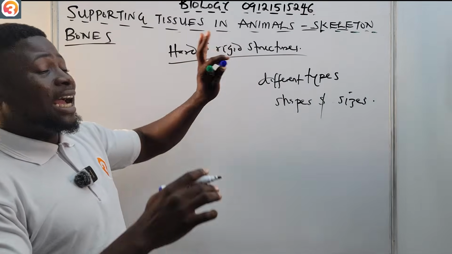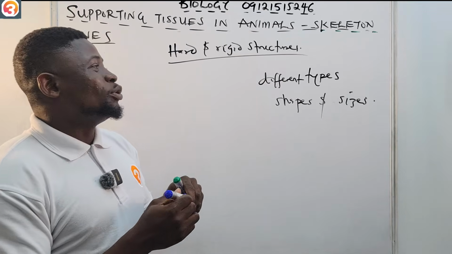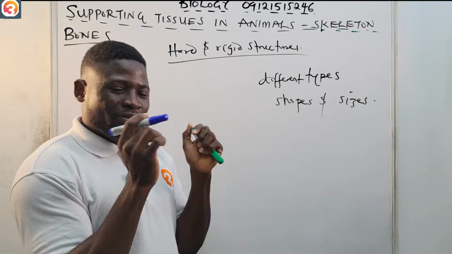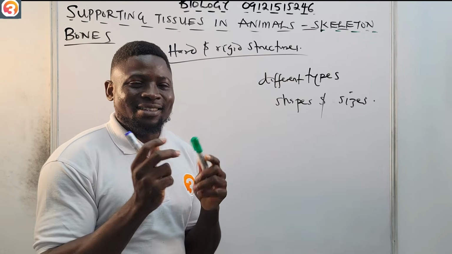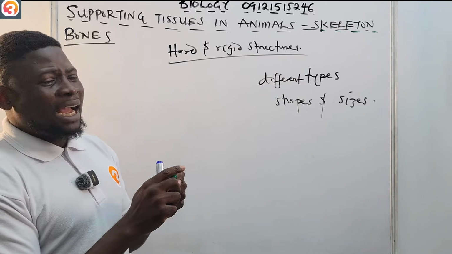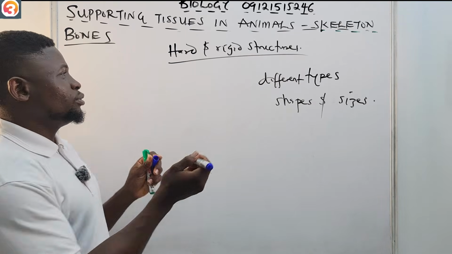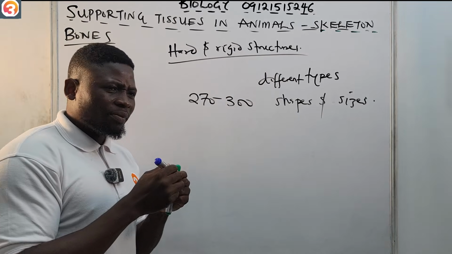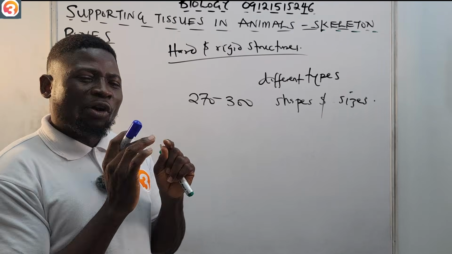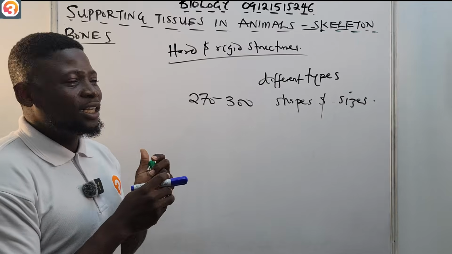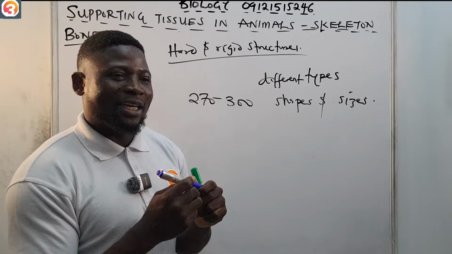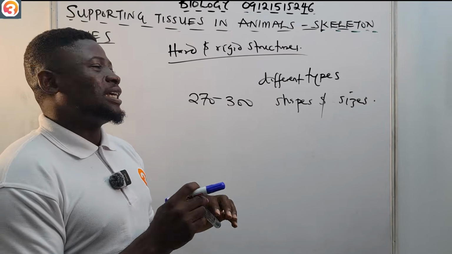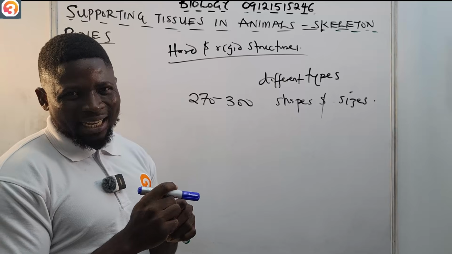They are hard and rigid, and our skeletal system has different types of bones of different shapes and sizes. Approximately there are about 270 to 300 bones in the human body of a baby that was just born. A small baby that was just born has approximately 300 bones in the human body.